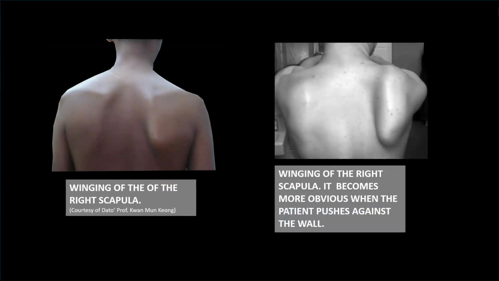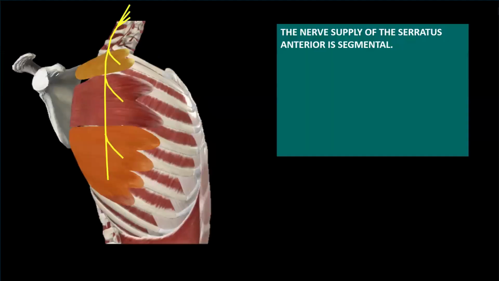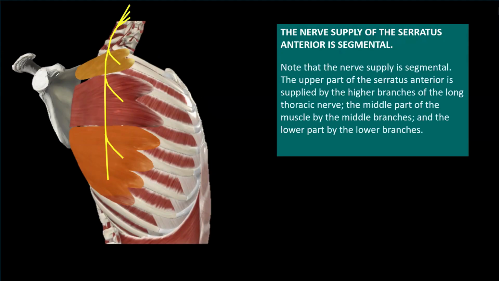The left picture shows the winging, but is only slight. The right picture shows the winging on the scapula, and it is very obvious because the patient is pushing against the wall. The nerve supply of the serratus anterior is segmental. Note that the nerve supply is segmental.